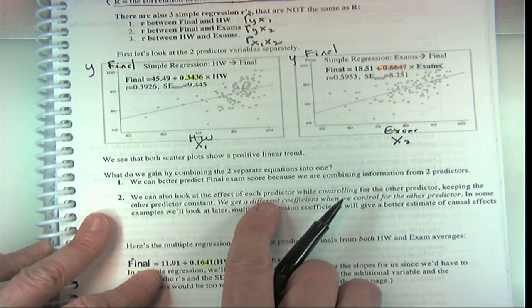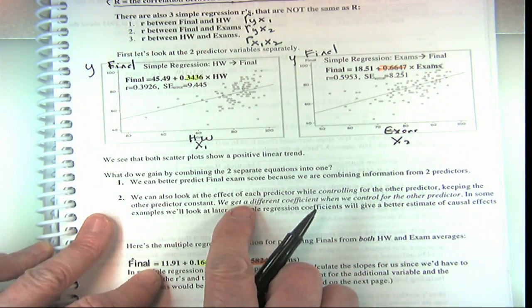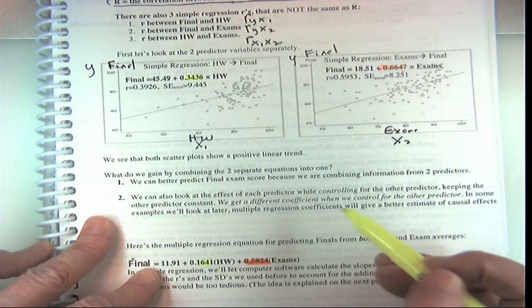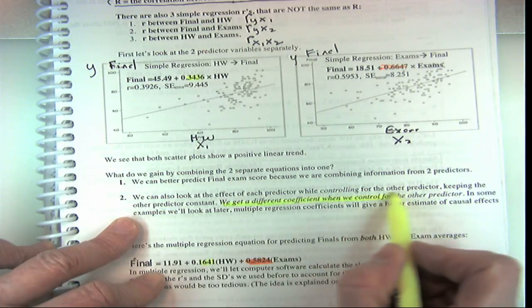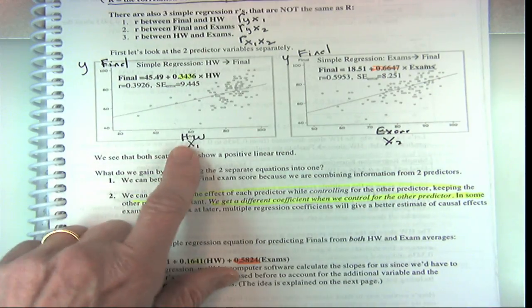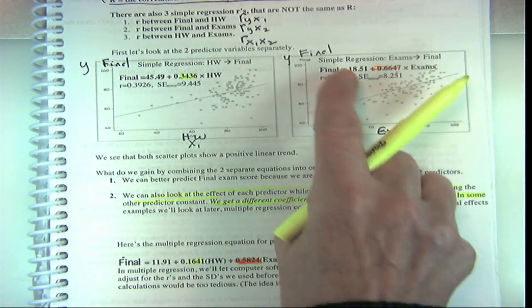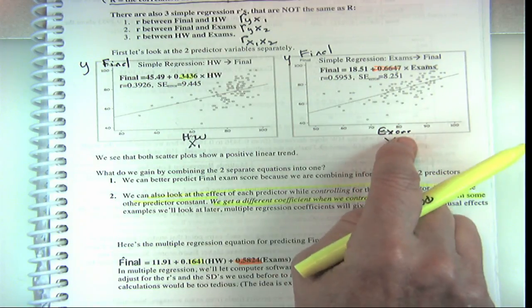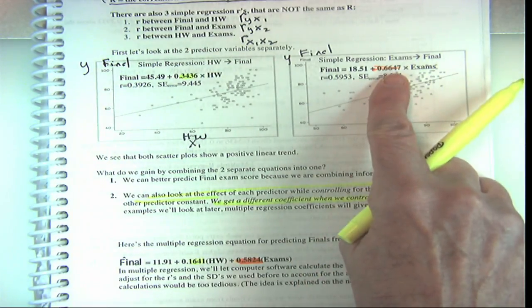What do you gain by putting them together? You'll also be able to separate out the effects of the two. You'll be able to look at the effect of each predictor variable while controlling for the other predictor, keeping the other predictor constant. We get a different coefficient when we control for the other predictor. Okay? So what does that even mean? It means that when you're predicting final from exams, ignoring homework scores, people who have higher exams also have higher homework. So part of this effect is due to homework.